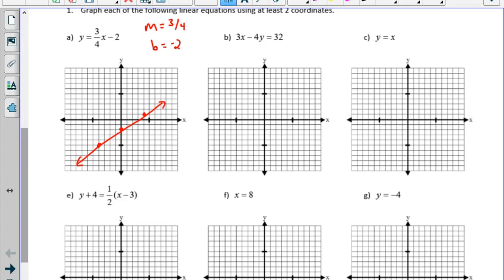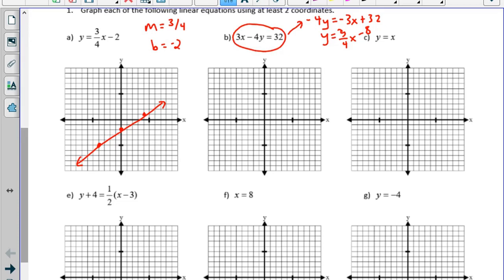Letter B is in standard form. So I have a variety of different ways I can do this. The first thing I'm going to do is change it to slope-intercept form. So I will subtract 3x and then divide by 4. So I have 3/4 x - 8, because 32 divided by -4 is -8. So I could manipulate the standard form of the equation to turn it into slope-intercept form.